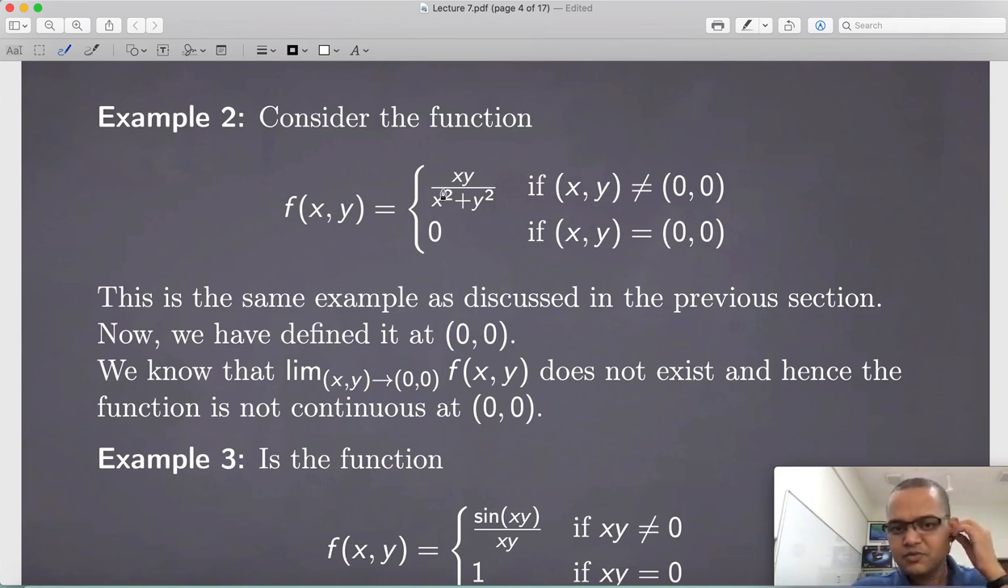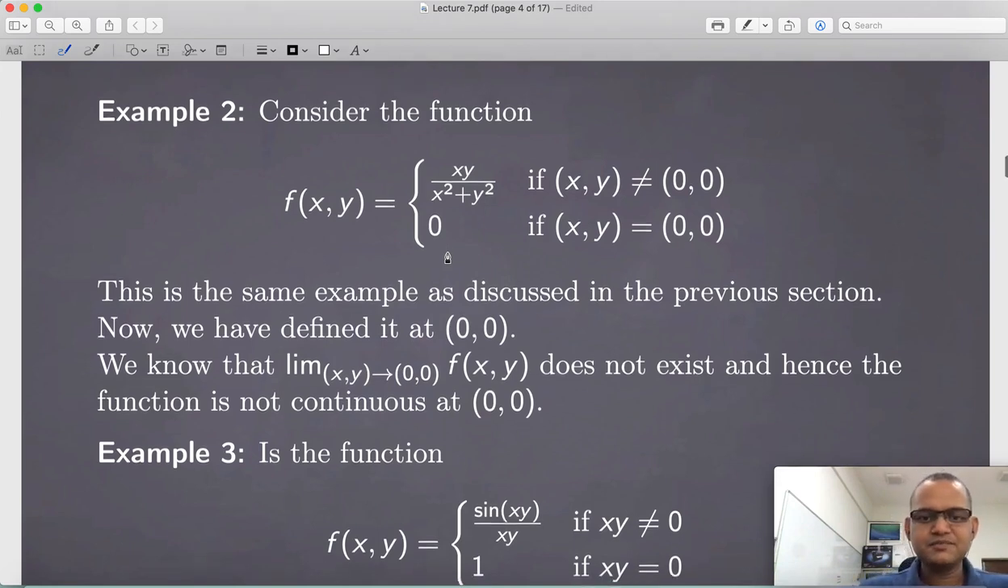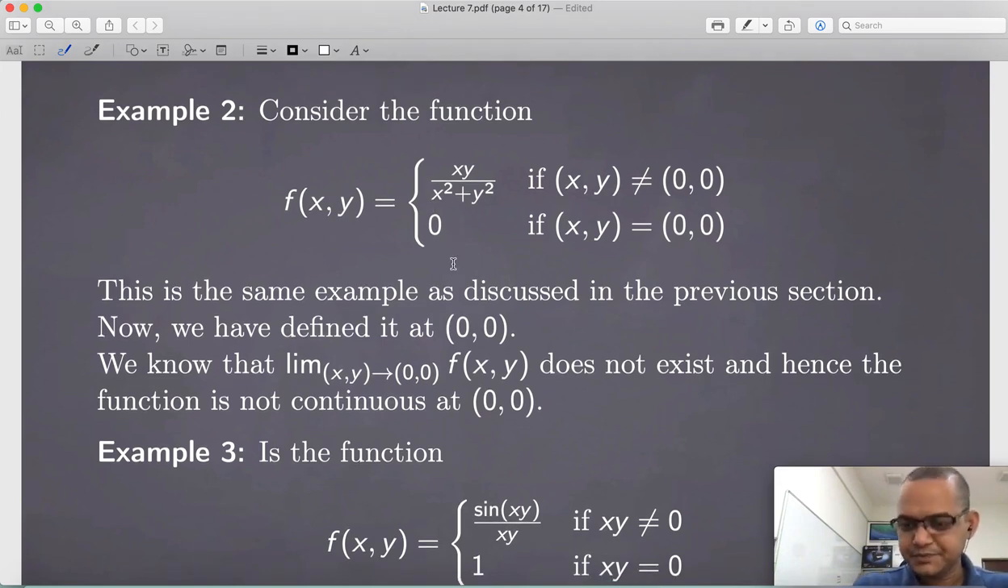Okay, so what we have to do is, to check whether a function is continuous or not, first of all the requirement is that the point of interest should be inside the domain, which means that the function should be defined at that point. Okay, so we have put here value 0.